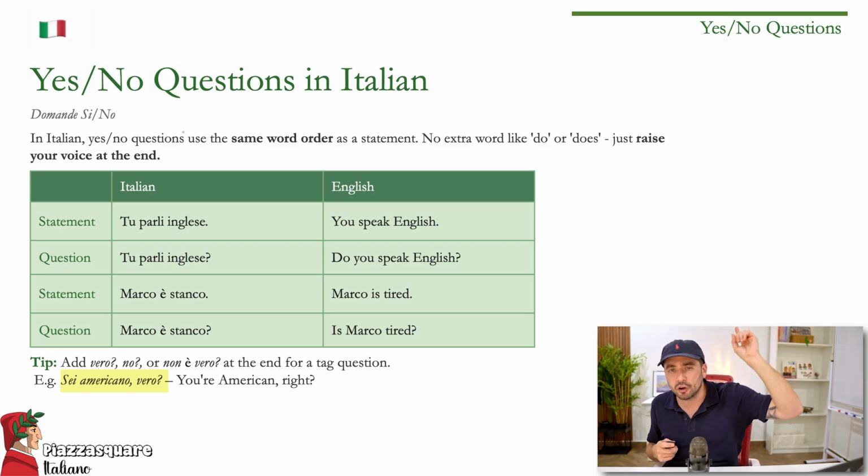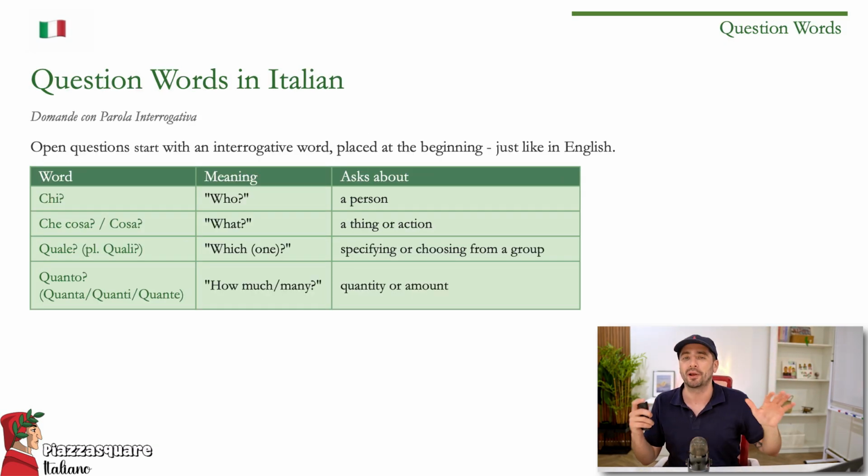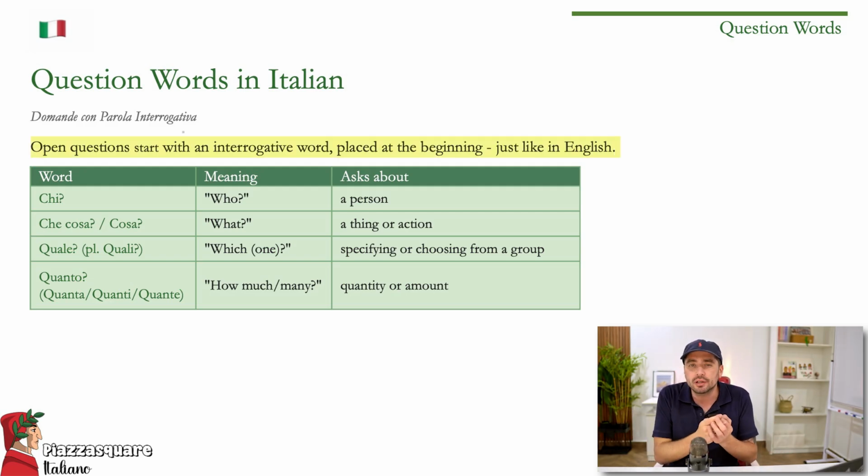Now that we know how to form simple questions with yes-no answers, let's move on to open questions. The ones that use question words to ask who, what, which, how much, and so on. In Italian, such interrogative words are called interrogativi. They usually come at the beginning of the question, just like question words in English.